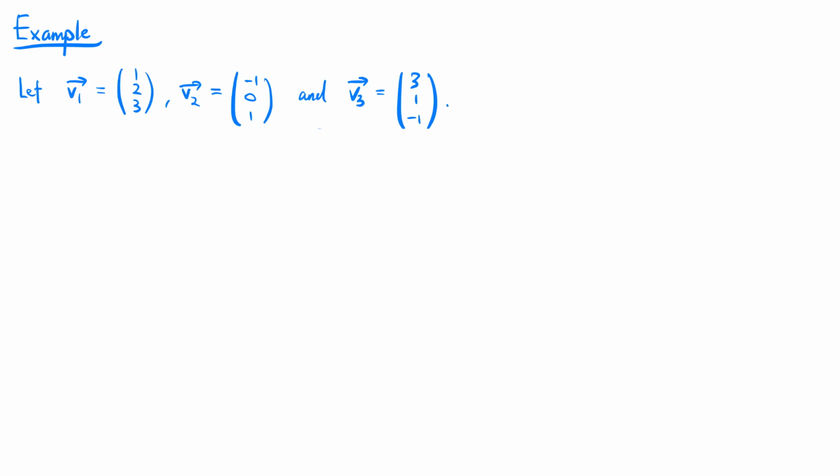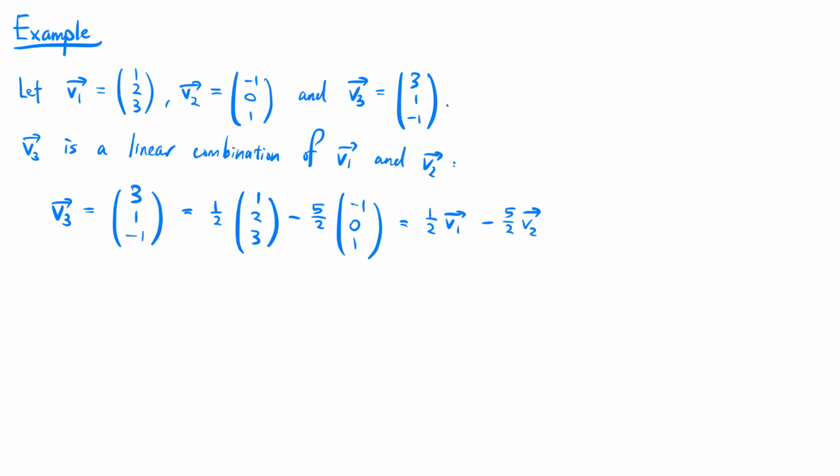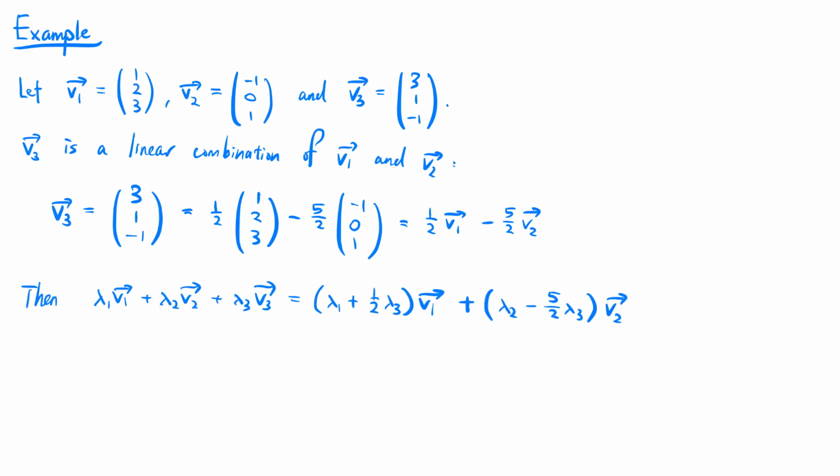Consider the three vectors v1, v2, and v3 from a previous example. v3 is a linear combination of v1 and v2, because v3, which is the vector 3, 1, -1, equals 1/2 times the vector 1, 2, 3 minus 5/2 times the vector -1, 0, 1, which equals 1/2 times v1 minus 5/2 times v2. Then lambda1 v1 plus lambda2 v2 plus lambda3 v3 equals bracket lambda1 plus 1/2 times lambda3 times v1 plus bracket lambda2 minus 5/2 lambda3 times v2. In other words, the span of v1, v2, and v3 equals the span of v1 and v2, so v3 is redundant.